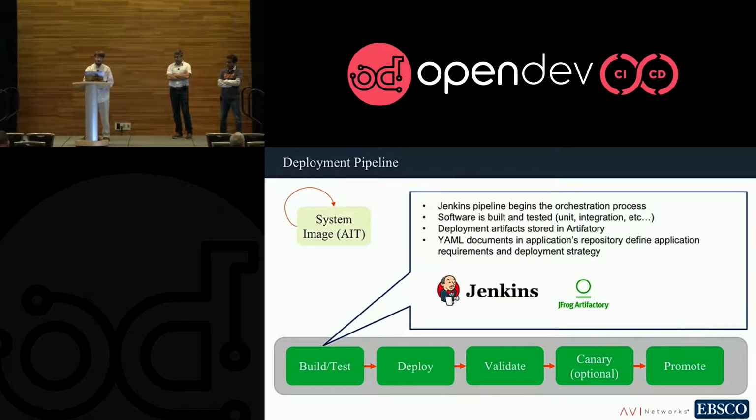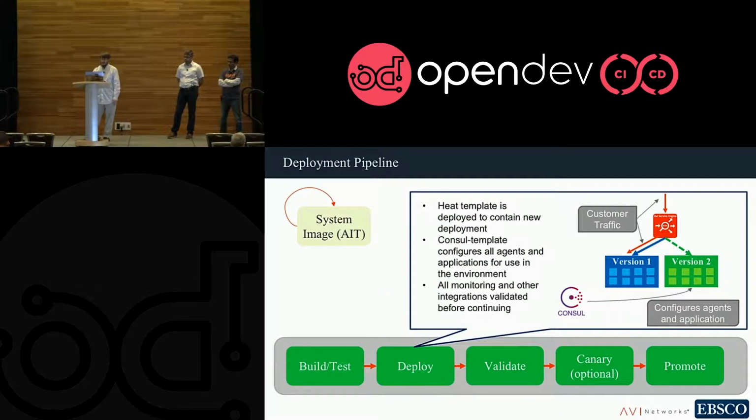Finally, the first phase is the build test phase. So Jenkins is what we use here, and we use specifically the Jenkins pipeline functionality, so we don't use the legacy freestyle jobs. It's what begins the orchestration process. The software is built, unit tested, et cetera. The deployment strategy is defined in a YAML document inside of the application, so that defines whether it's going to do a blue-green or a Canary deployment. So then we go to the deployment phase.